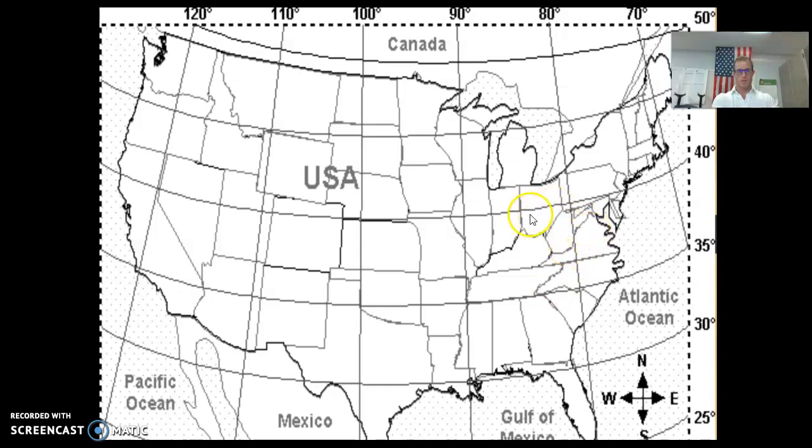So if you're talking about Missouri, just think about what the latitude and longitude lines are for Missouri. The first one would be how far north or south of the equator it is. If you look here, Missouri would be between 35 and 40 north, so probably somewhere around 37 to 39, and then it would be about 92, 93 degrees west.